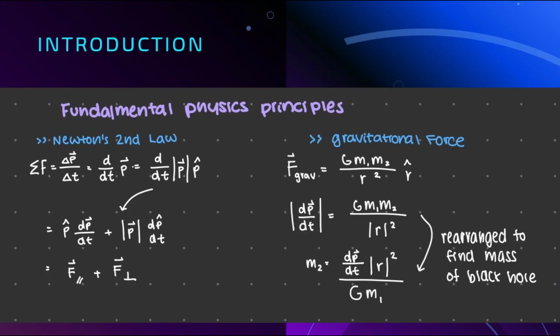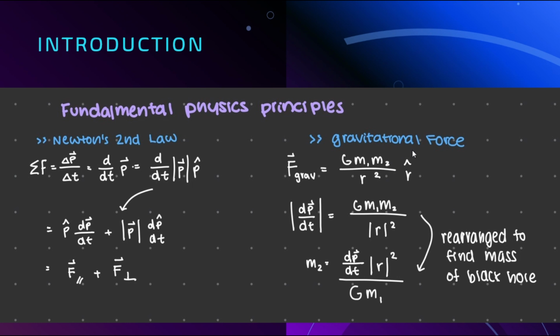So these are the fundamental physics principles that I ended up utilizing. I used Newton's second law, which states that F net is equal to the change of momentum, dp/dt. The change of momentum can be turned into this form, which is d/dt times the momentum's magnitude, times p hat, and that turns into these two equations, which are the F net parallel and perpendicular components.